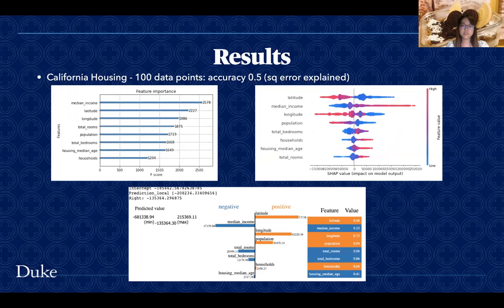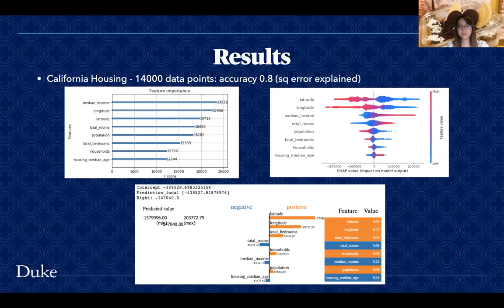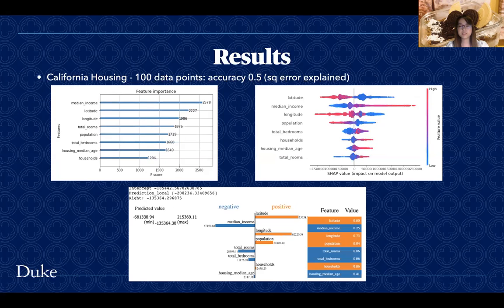And for the LIME model I have on the bottom, I always just pick a random test point and explain that prediction.